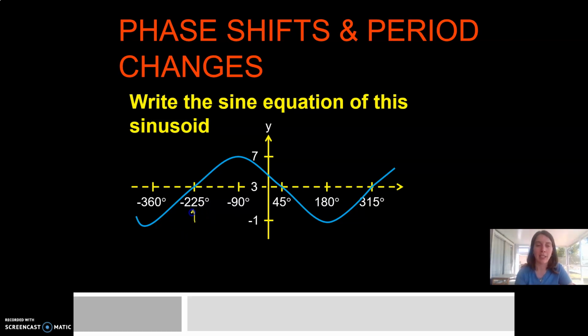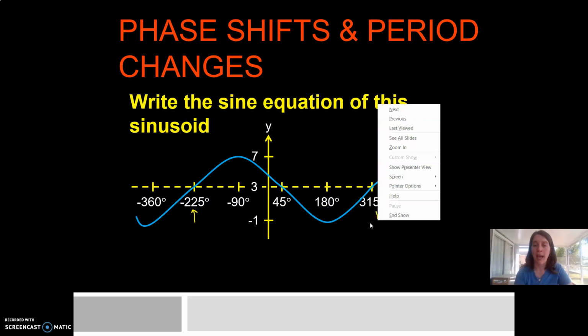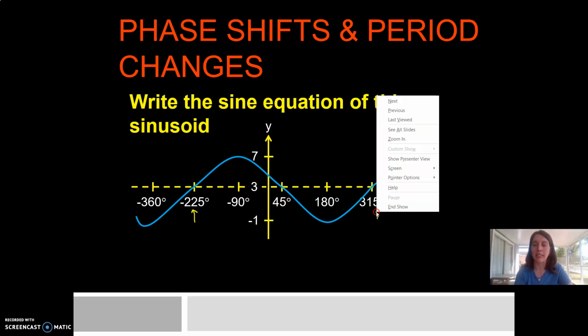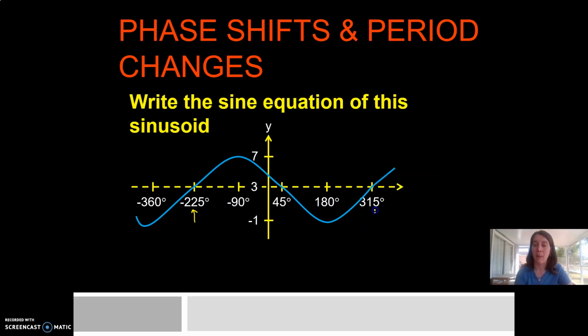Notice right here at negative 225 degrees, and also over here at 315 degrees, I see that the graph is headed up through the center line. Well, those are two locations that are closest to each other where I notice the same thing is happening. What's the distance between negative 225 and positive 315? It is 540 degrees.